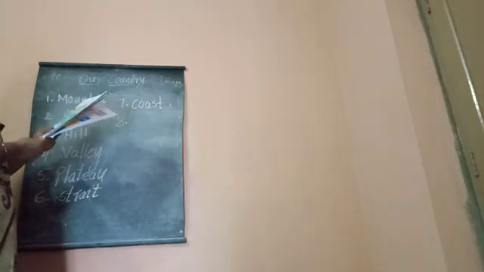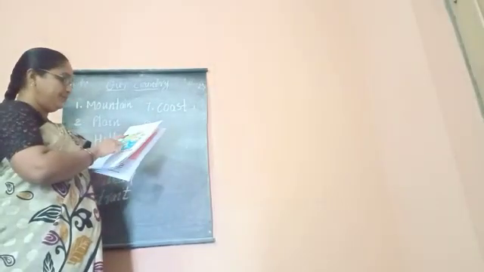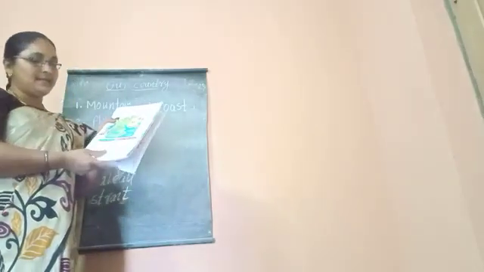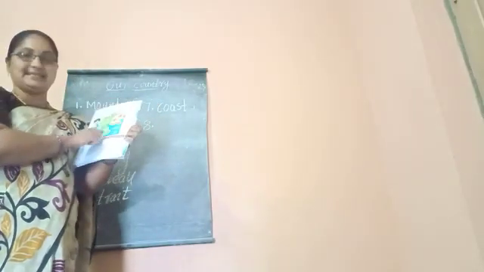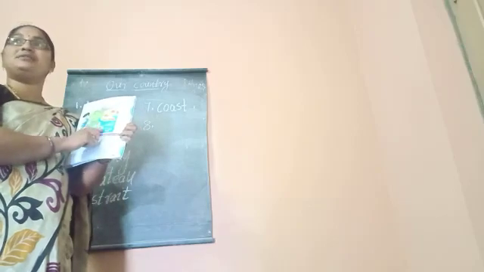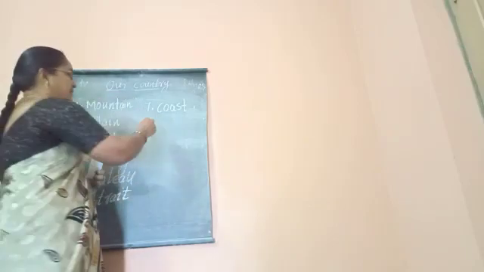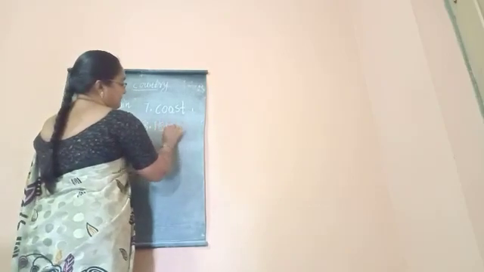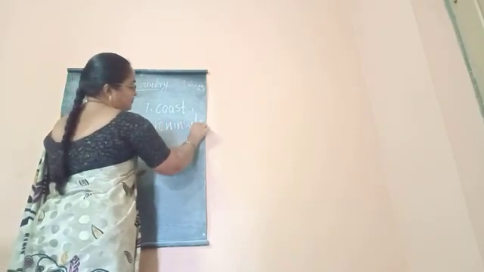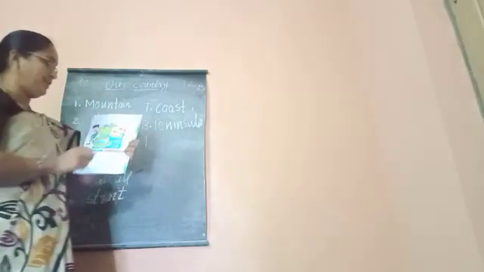Next, 8th one. It is a landmass that is surrounded by water on three sides. A landmass which is surrounded by water on three sides is called the peninsula. Okay, 8th one is peninsula.